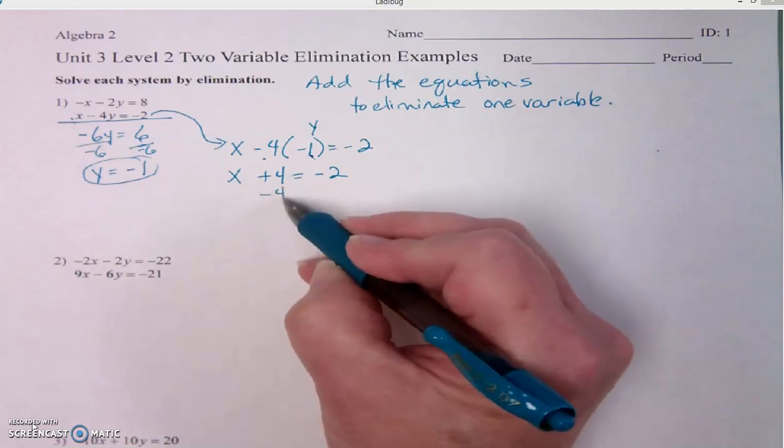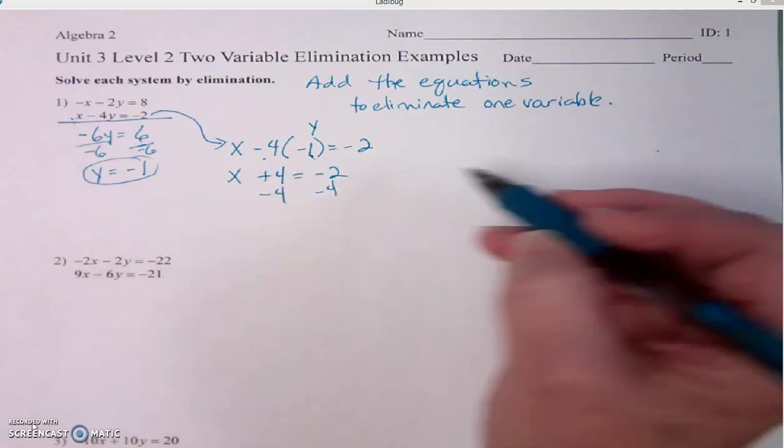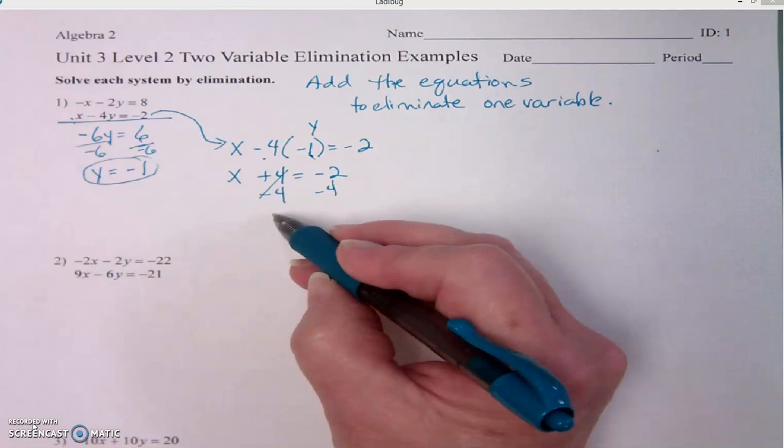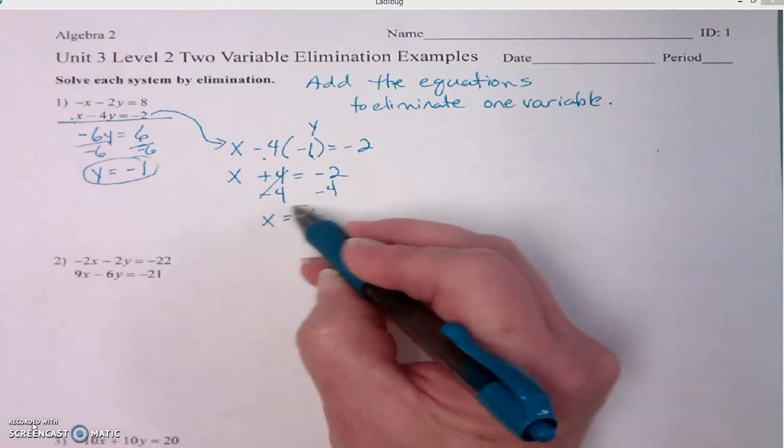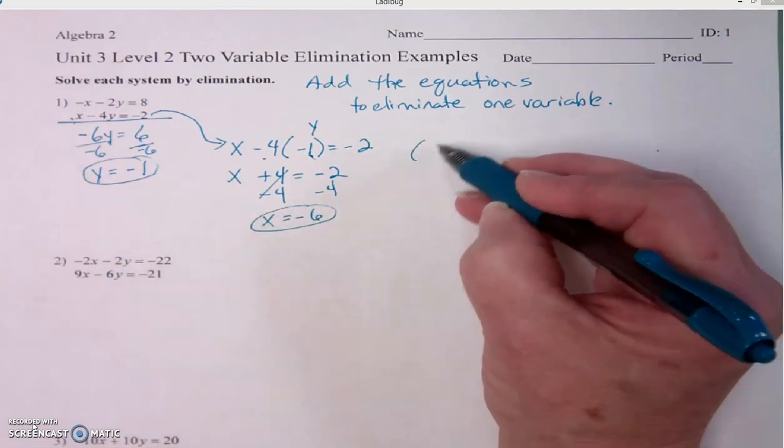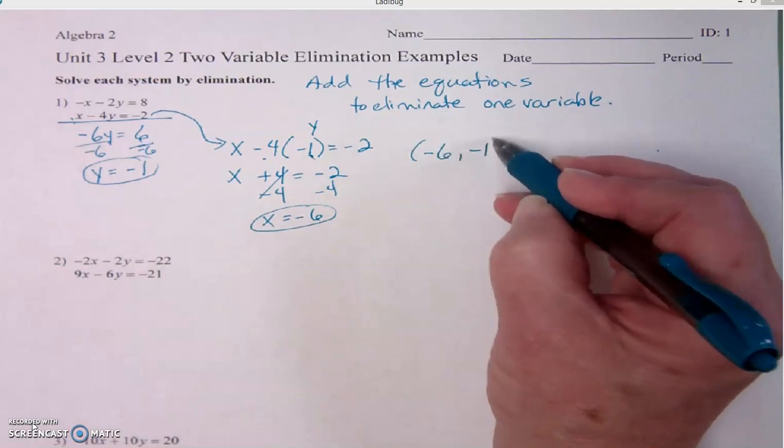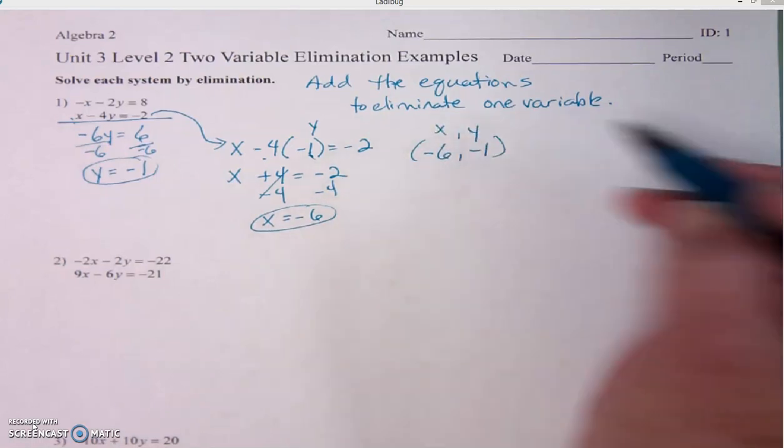And then I'm going to move my 4 over here, subtract 4 from both sides. Those cancel and I have x equals negative 6. So my solution set will be negative 6, negative 1, because that's my x and then my y.